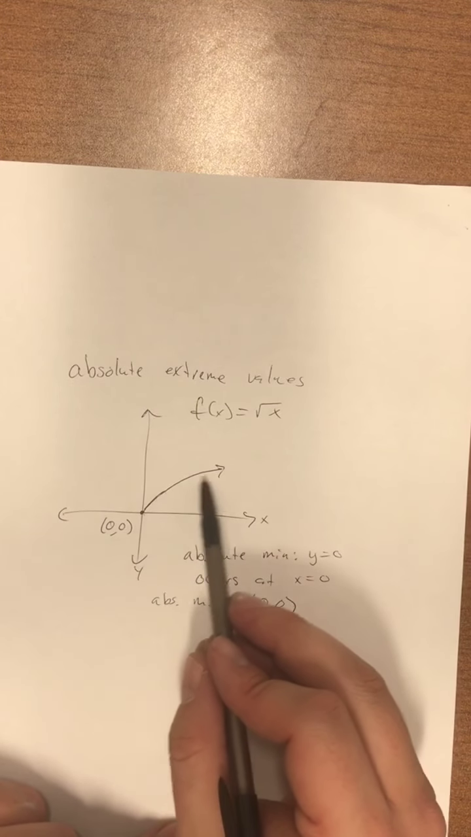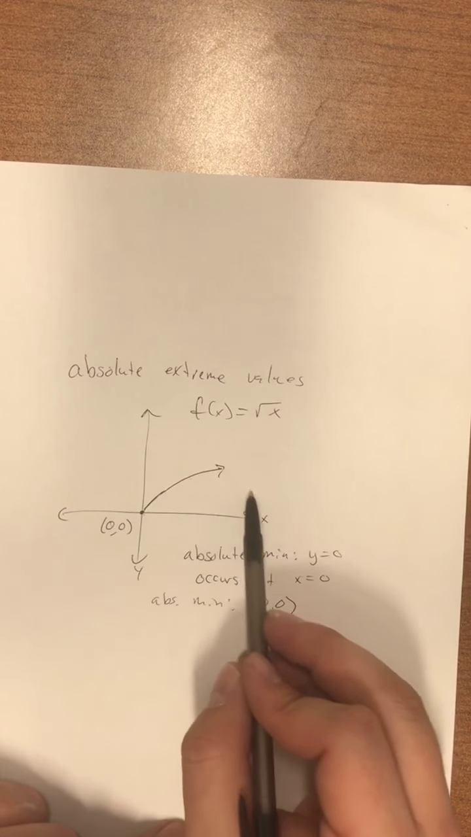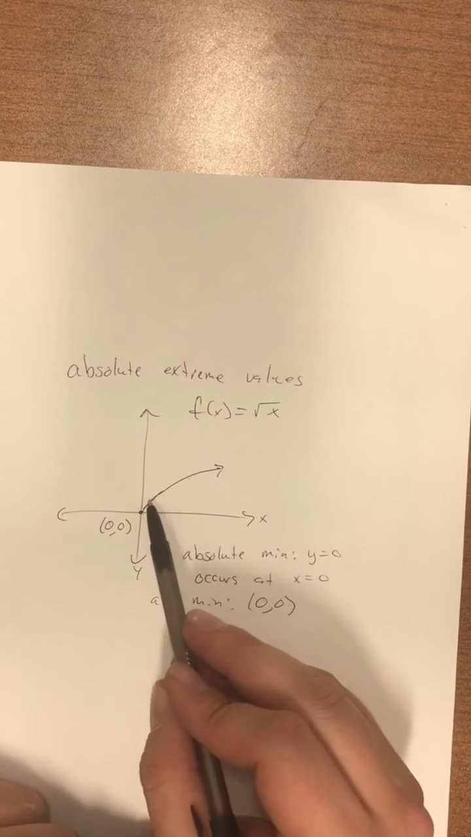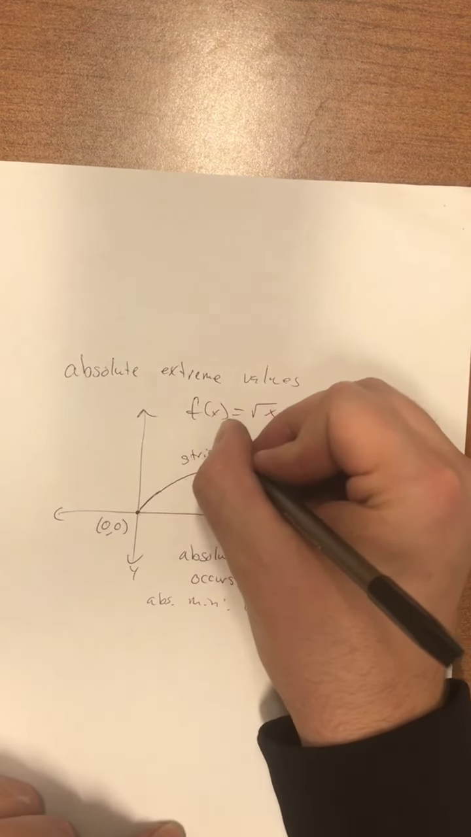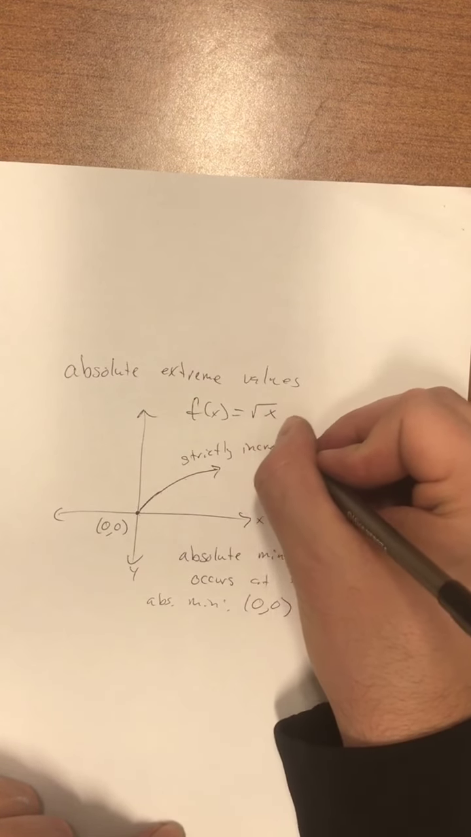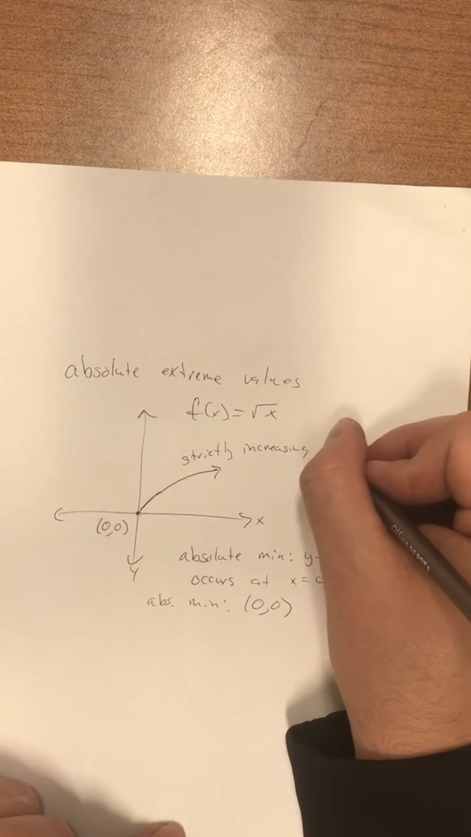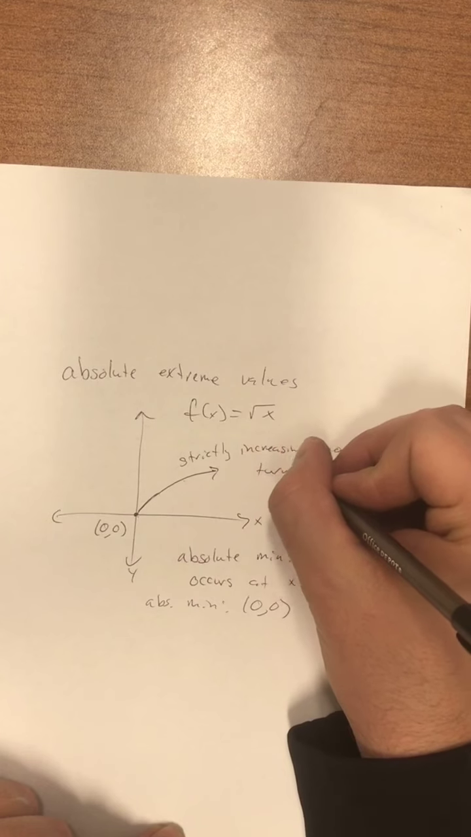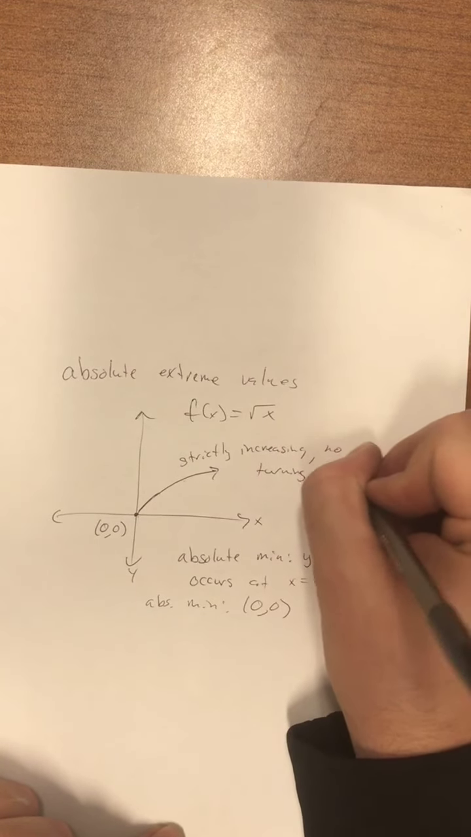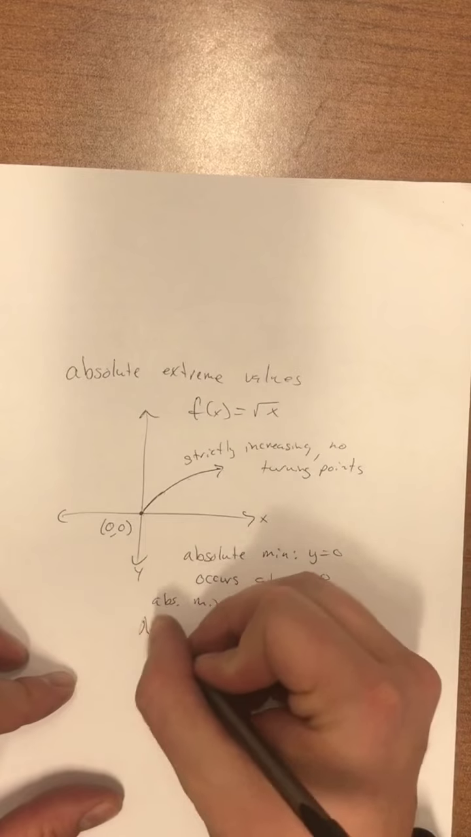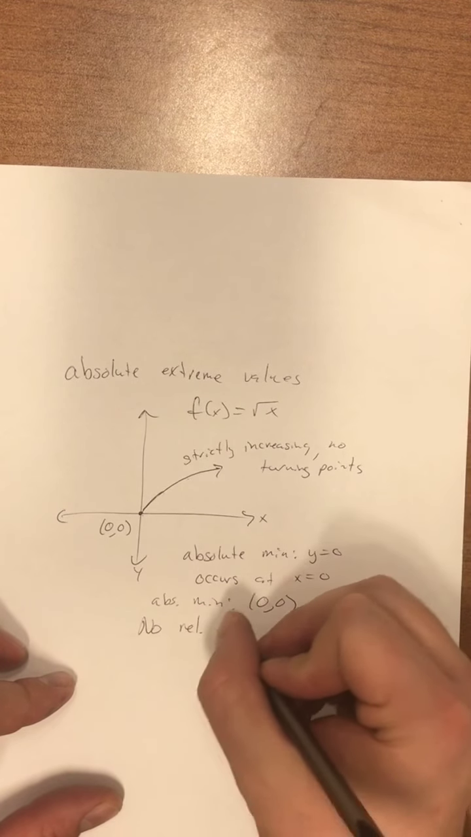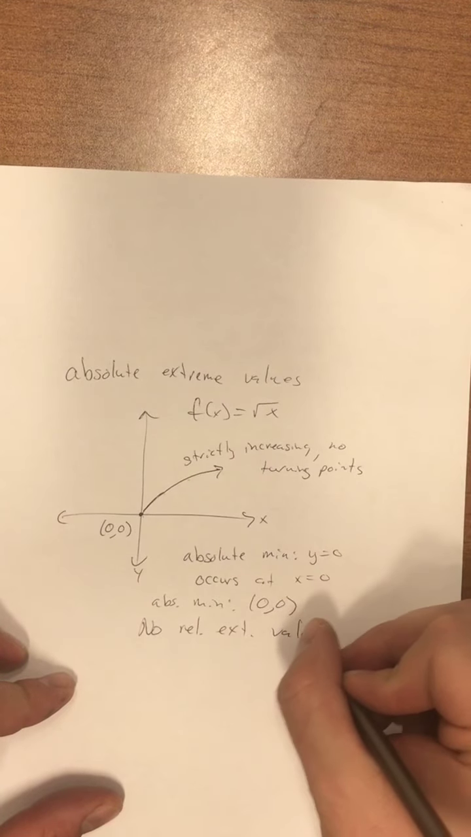Now if we go this way, the square root of x never turns. There's no turning point to where it goes back to decreasing, and it's strictly increasing. Which means that there are no turning points. So that graph doesn't turn and go back around. If it did turn, we would have a relative maximum, but it doesn't. So we have no relative extreme values.